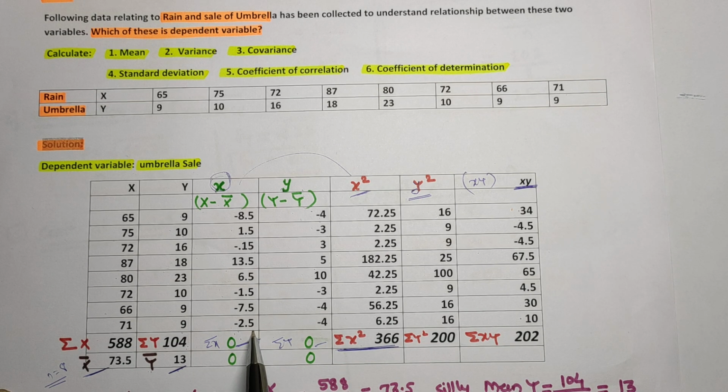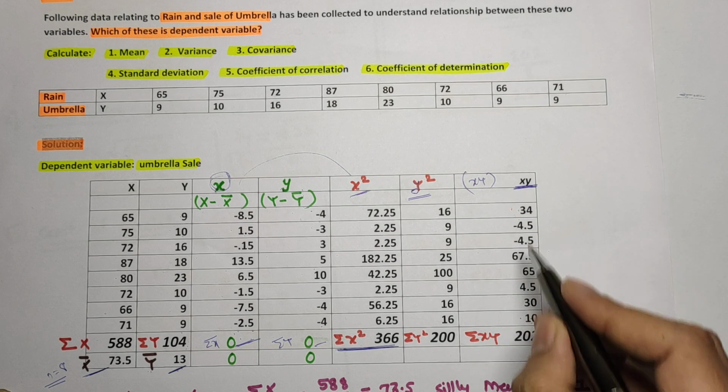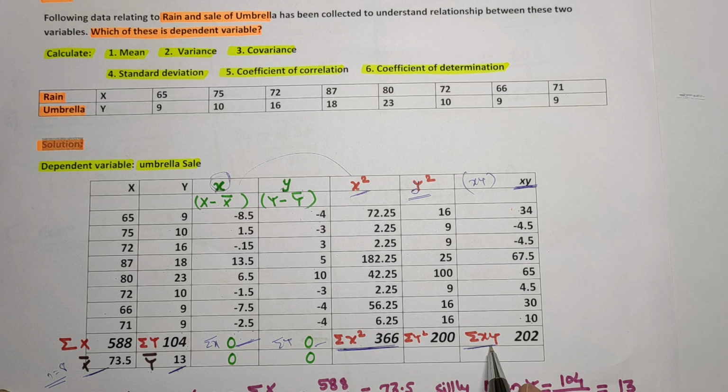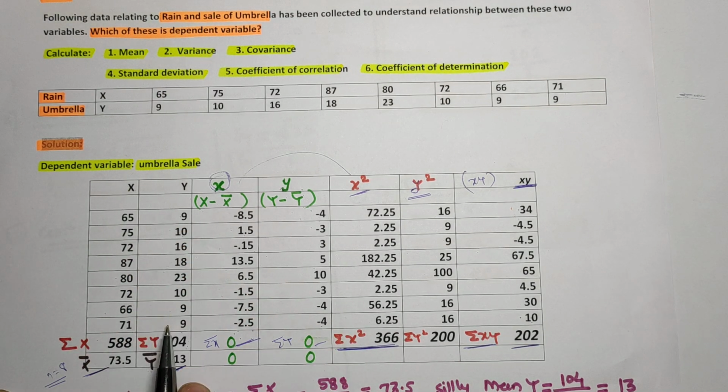Minus 2.5 into minus 4, you will get 10. So here you have to take the negative one, you have to consider the signs also. When you add using a simple calculator, you will get small xy is equal to 202. So we have calculated the small x; capital X and capital Y they have given.